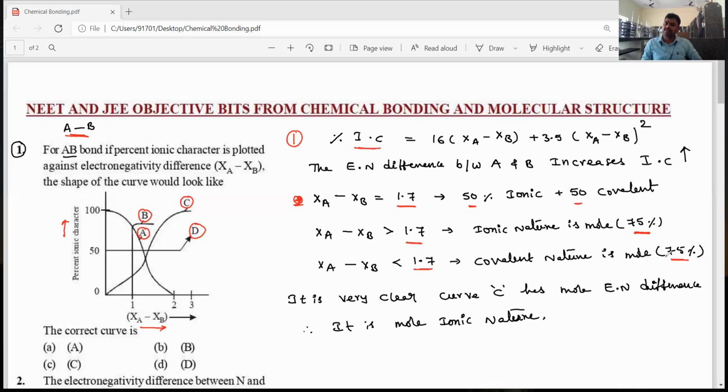So according to that information, it is very clear, dear students, that as the electronegativity difference increases, the ionic nature increases. If you observe the graphs in the given question, in the C graph the electronegativity difference, the Xa minus Xb value, is increasing. So that's why the C graph has more ionic nature. So the answer is C. The C curve is present in option C only. So that's why option C is correct.